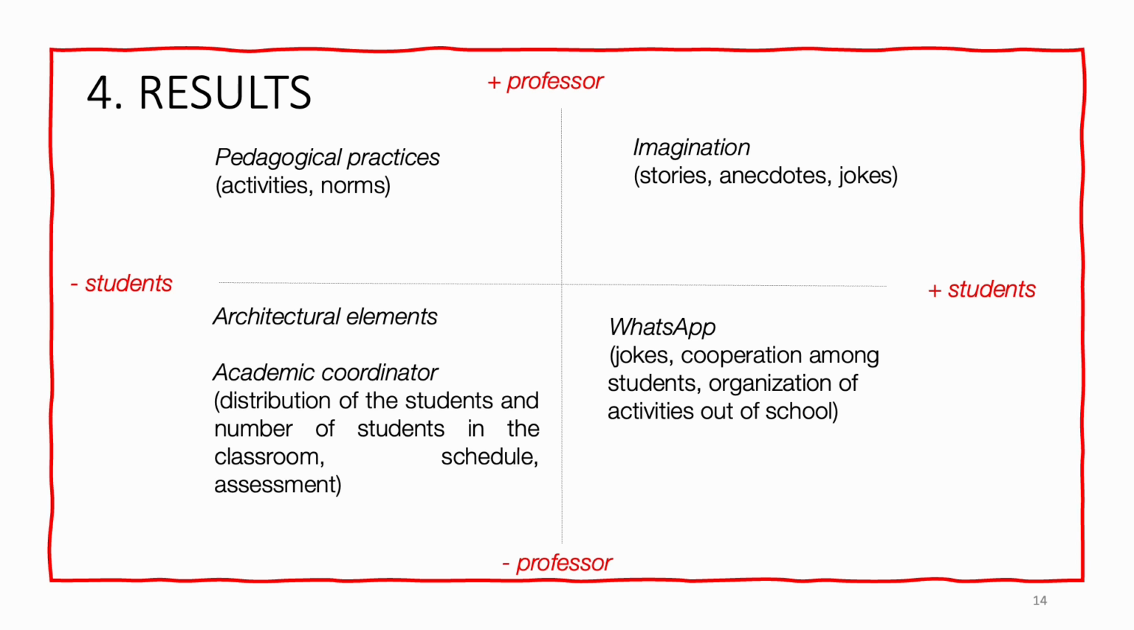But also there were some other elements alien both to the student and the professor, which were key. These were the architectural elements of the classroom, how big it is, if there are pillars in the classroom, and also some decisions that the academic coordinators made.